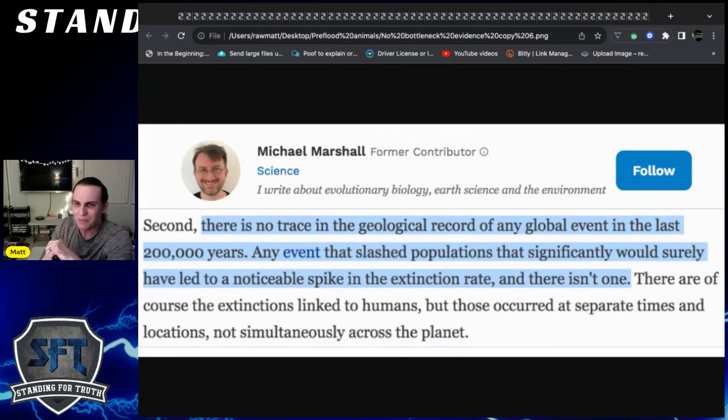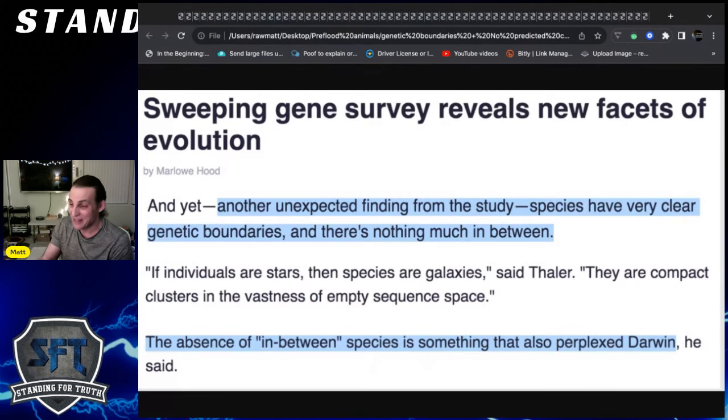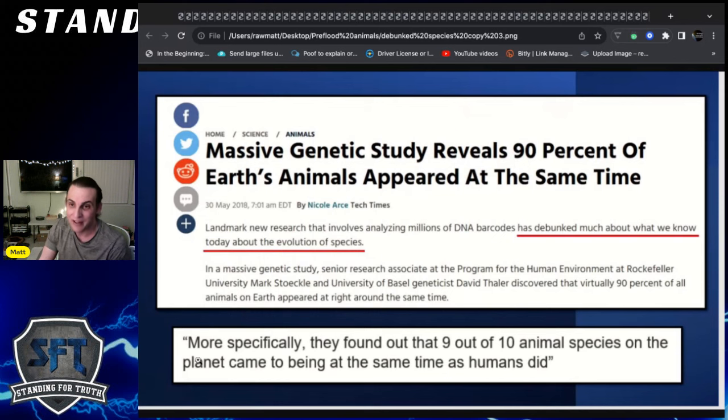As a matter of fact, there's not even a single trace of a geological global event that happened 200,000 years ago, when they say this global bottleneck actually happened. So they go to their own fossil record that they made up, and they can't find any evidence for it. Instead, they find the exact thing that we've been saying and predicting over time, which was that species have clear genetic boundaries, that there are independent lines of ancestry that go right back to the ark, and there are no in-between species. Look at that. Right on paper from the evolutionary community themselves that debunk their very own theory.